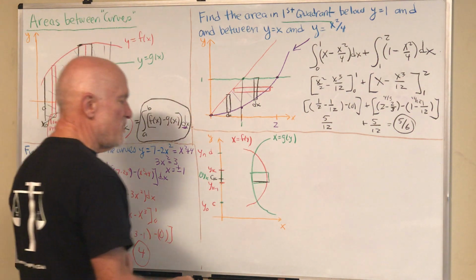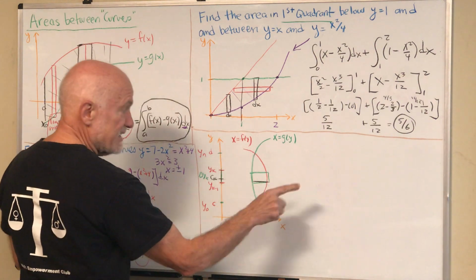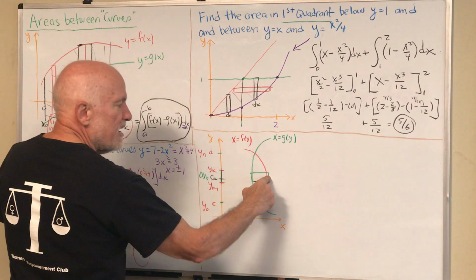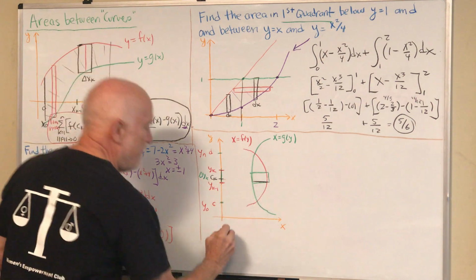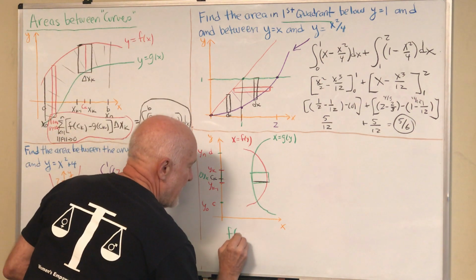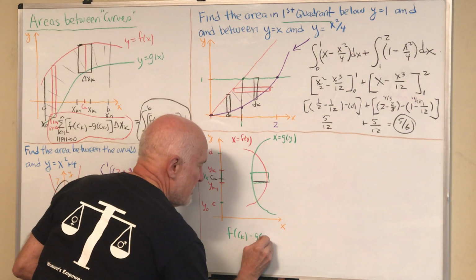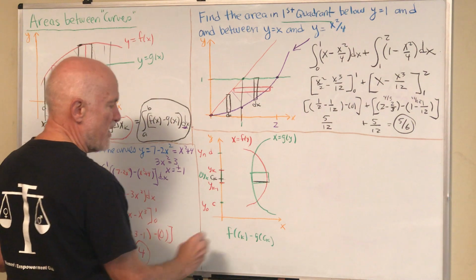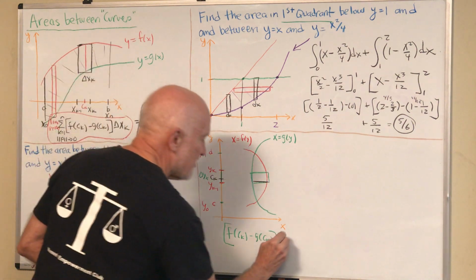And what is it going to be? It's going to be this. Now the bigger x value is the bigger to the right. So the red is going to be a bigger x value than the green. So I'm going to go f of c sub k minus g of c sub k. That's going to be one dimension of the rectangle. The other dimension is going to be delta y sub k.